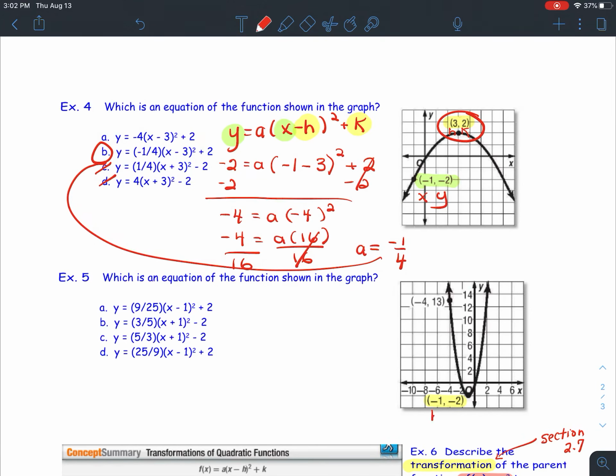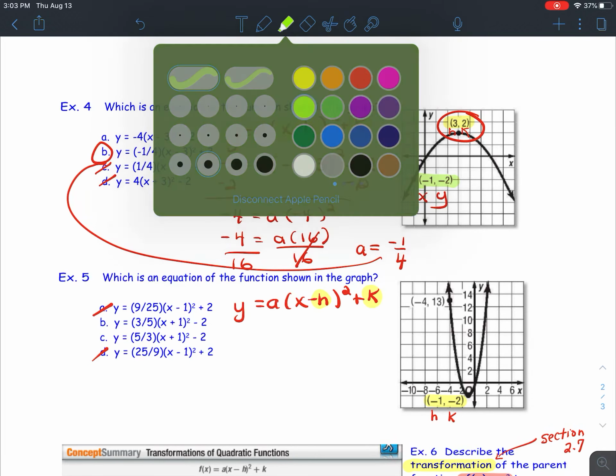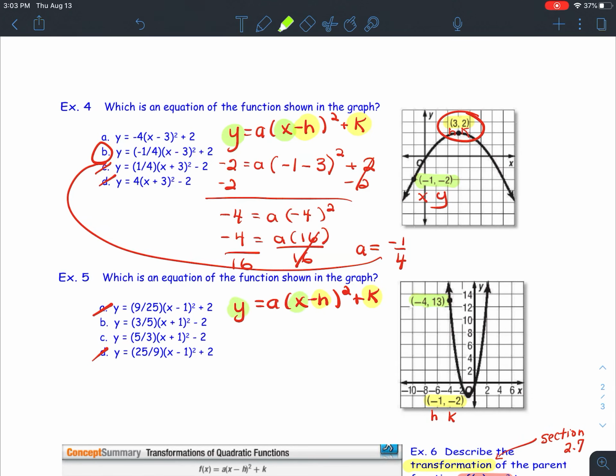Okay, so let's try one last one here. This is opening up. Oh man, it looks like all the a values are positive, so I can't eliminate anything there. What about my vertex? The vertex is negative 1, negative 2. Well, if the y-coordinate is negative 2, that one is supposed to stay the same. So I should be seeing negative 2s on the ends, and then I should be seeing the opposite of negative 1. I should see a positive 1 in the parentheses. So I think I could eliminate A and D right off the bat. Okay, so I just need to hone in on what is the true a value for this.